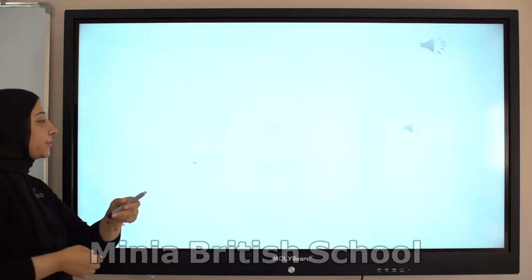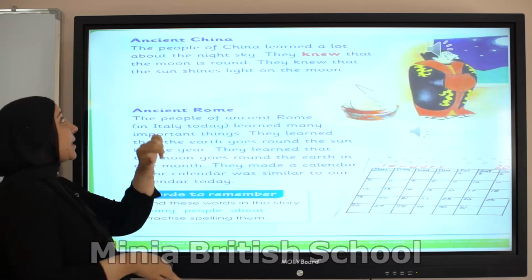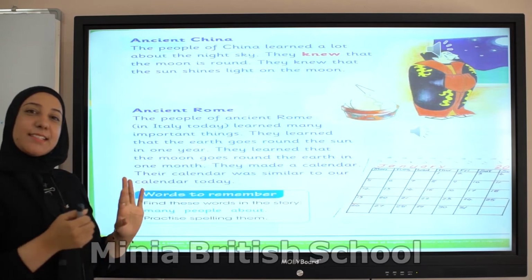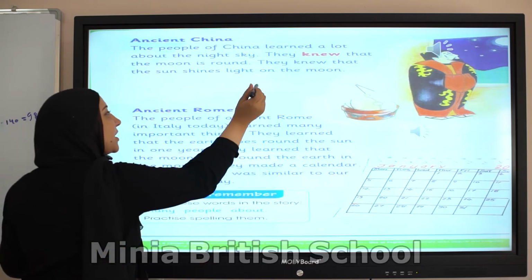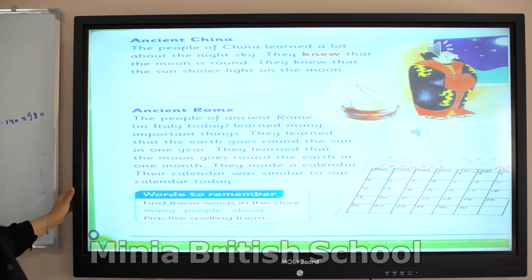Let's move. Now we will read about ancient China. Let's read and listen about ancient China. Ancient China. The people of China learned a lot about the night sky. They knew that the moon is round. They knew that the sun shines light on the moon.